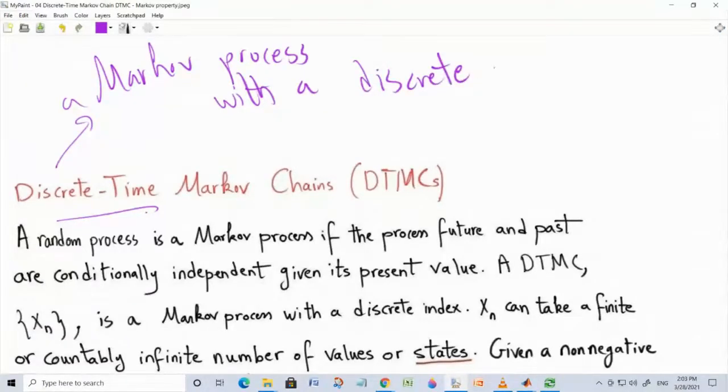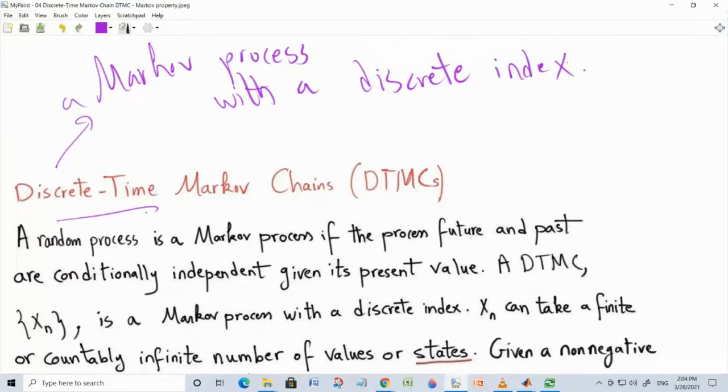So we know what a random process is. A random process is an indexed collection of random variables. The index can be anything. It can belong to anything, so it can be a real number. It can be a non-negative real number. It can be an integer. It can be a non-negative integer. It can be a positive integer. All those are valid index sets.